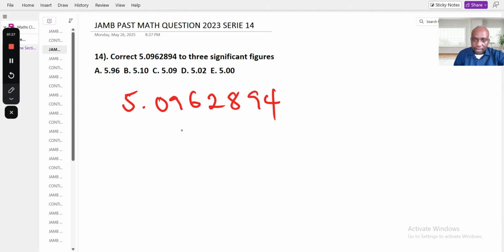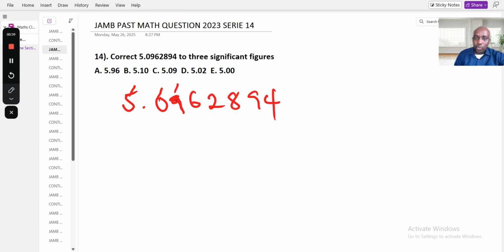5.0962894. When the question says to 3 significant figure, it means that we are going to count. We are going to start from where we see a figure, not 0. Therefore, we're going to count from here. 1, 2, 3. This is where we are going to stop. What is the number that follows the 9? Is it up to 5 and above? If it is 5 and above, you can turn this to 1 and add this to this 9.